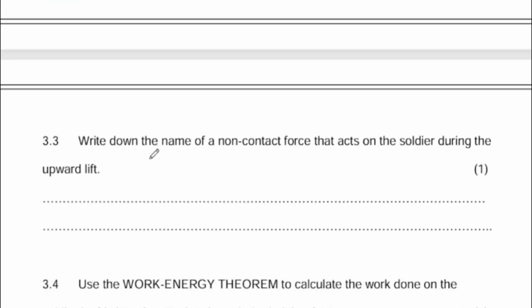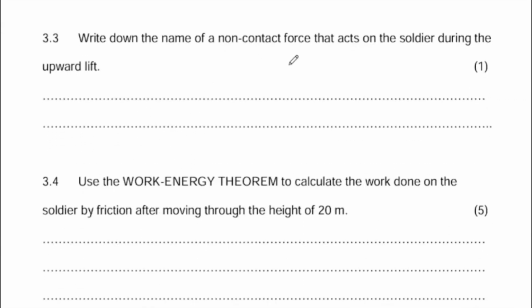So let's see what we have on the next question. Write down the name of a non-contact force that acts on the soldier during the upward lift. The non-contact force is going to be the weight, FG, or someone can say the force of gravity. The force of gravity of the man. That's one mark. It's something that you don't need to stress about. So if we continue, let's see what we have on the next question.